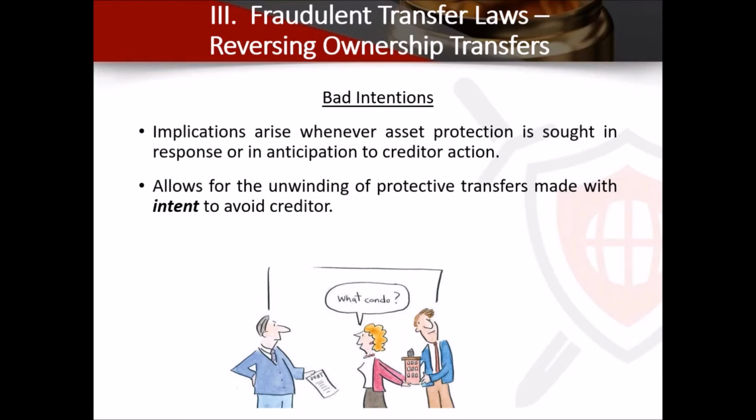This is a very old law. Every state's adopted it, where if you're a creditor and you get a judgment and someone has moved things out of their name, you can go get them. And that's the fraudulent transfer law. It allows you to unwind a protective transfer if it was made with the intent to avoid a creditor.